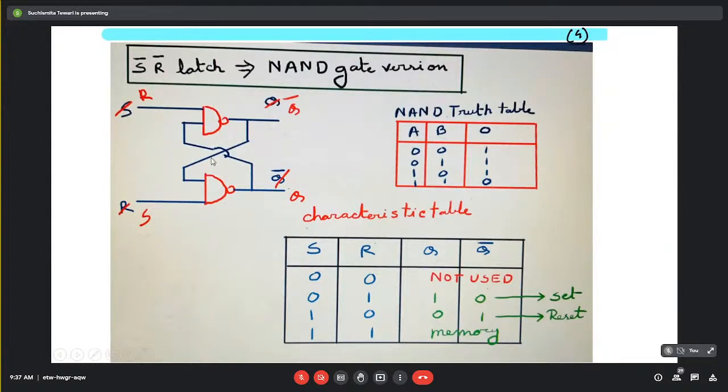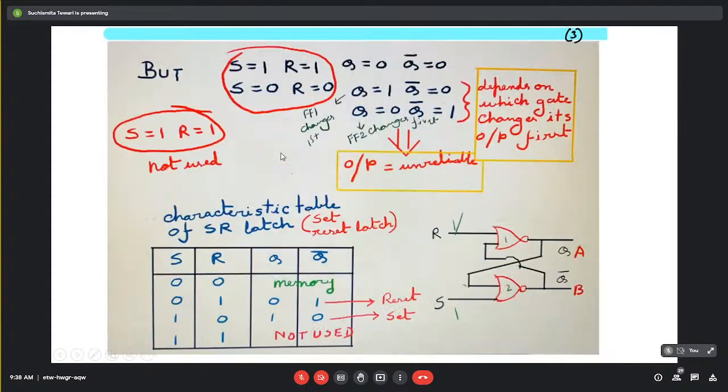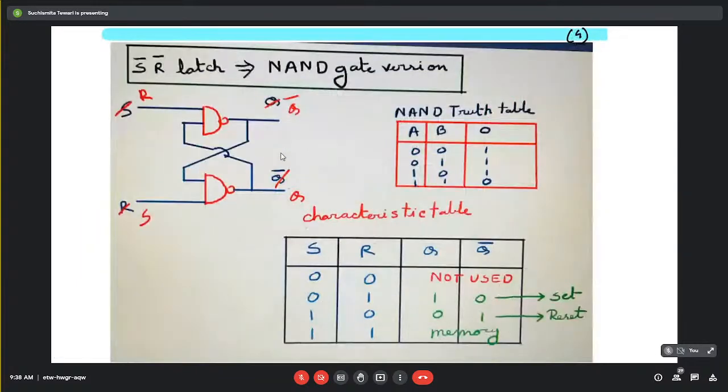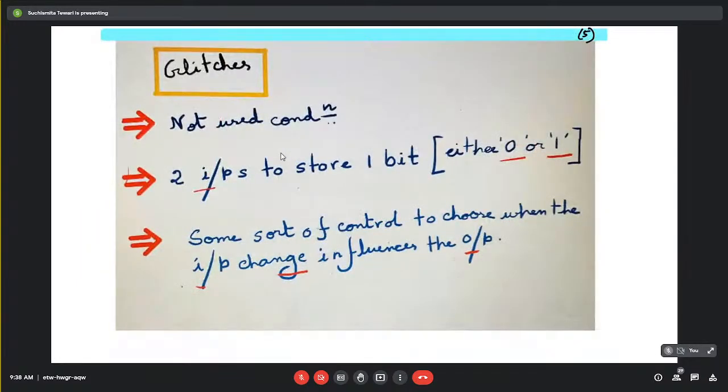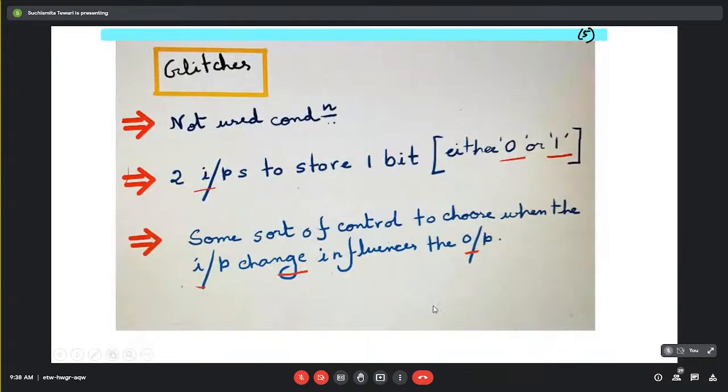So we need to adopt an additional control that will ensure that enabling it reflects the change in input to the output, and disabling it, no matter what happens here and here, that output stage will remain constant, that is, it will be at the memory stage. So these three are actually the glitches when it comes to these simple latch circuits, whether NAND gate based or NOR gate based. Now we will try to remove these glitches one by one.